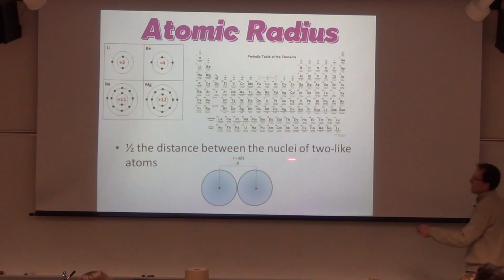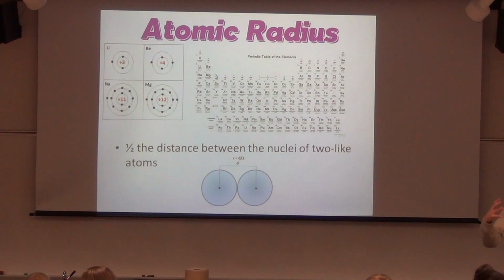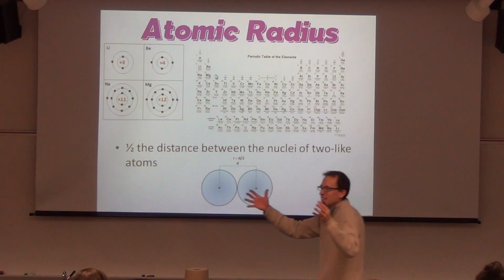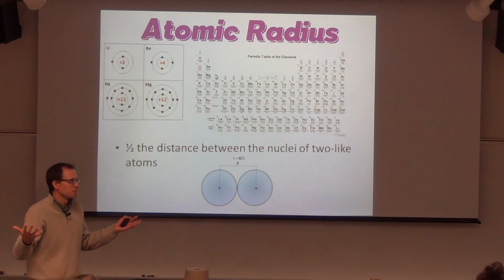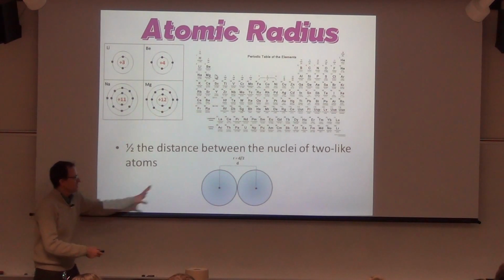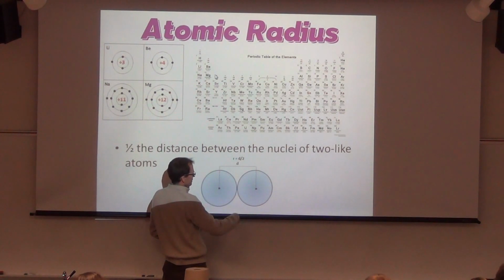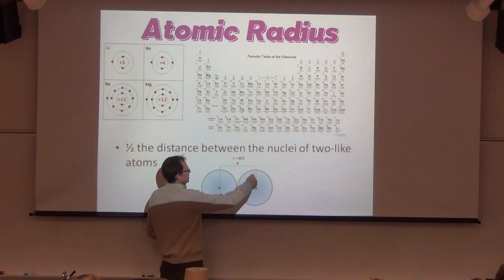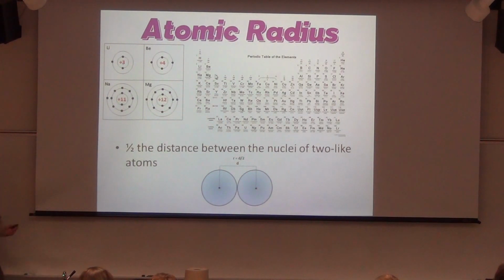Why do I write two like atoms? Because if you had a monster truck tire and a tricycle tire and you put them next to each other and took the diameter or the distance between the center of the two and cut it in half, it clearly isn't the radius of either one. Right? You've got to have the same. You've got to have two gold atoms or two silver atoms or two hydrogen atoms. And you can just make two circles. Heck, you can just put a line with another perpendicular line through it. Or this is just saying the diameter and it's being cut in half. So it's half the distance.